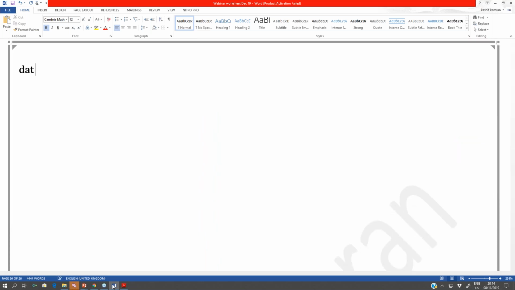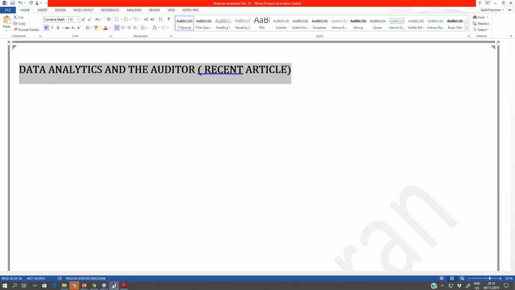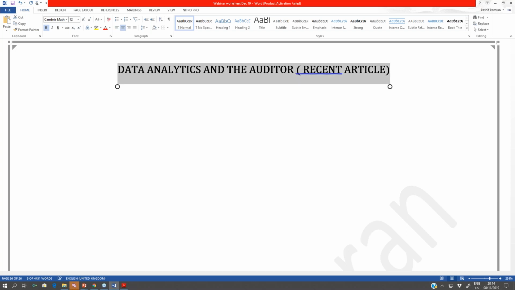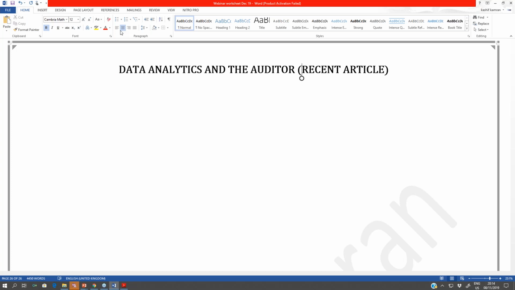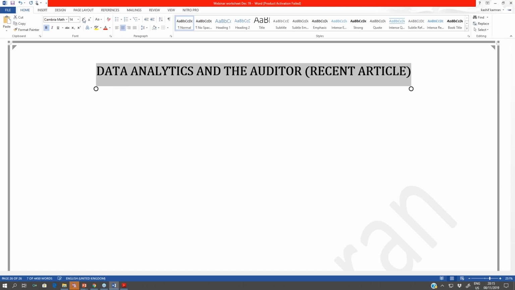Okay, let's do this article now. Data analytics and the auditor. The recent article. You can expect it anywhere in the exam paper. It can be in question 3, the most open question. We normally see recent articles coming in question 3, but you can expect this question coming anywhere, wherever the examiner wants to fit in, but the chances are significantly higher. So let's open this topic and let's discuss and wind up this topic.